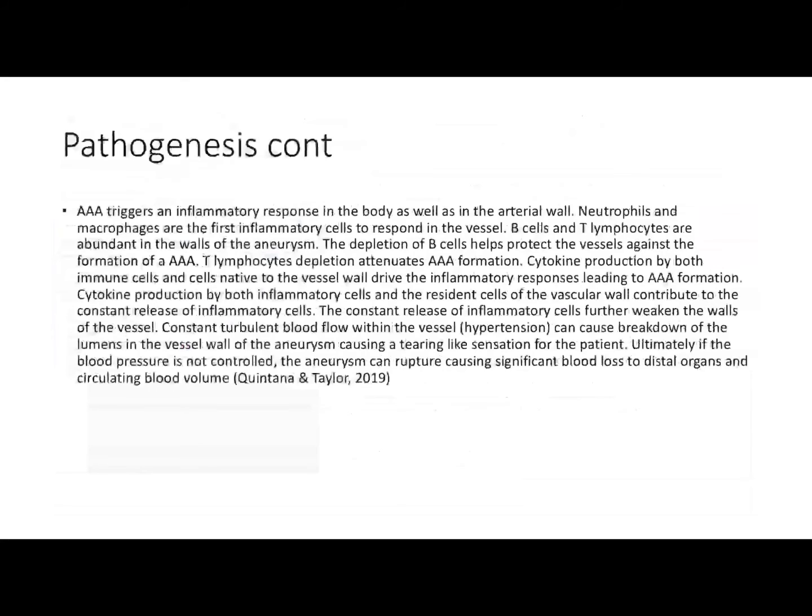A AAA triggers an inflammatory response in the body as well as in the arterial walls. Neutrophils and macrophages are the first inflammatory cells to respond in the vessel. B cells and T lymphocytes are abundant in the walls of the aneurysm. The depletion of B cells helps protect the vessel against the formation of a AAA. T lymphocyte depletion attenuates AAA formation.